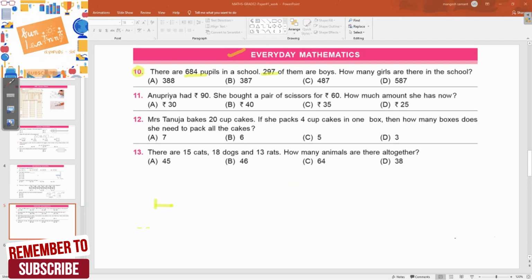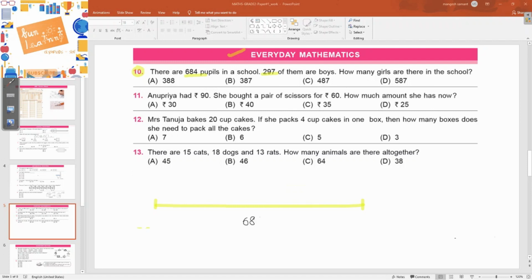So let's make a number line. What do they say? That there are 684 pupils in all. So in all we have 684 children from here to here. But 297 of them are boys. So how many are girls? Oh, so from this whole we have to remove 297 to get the girls.